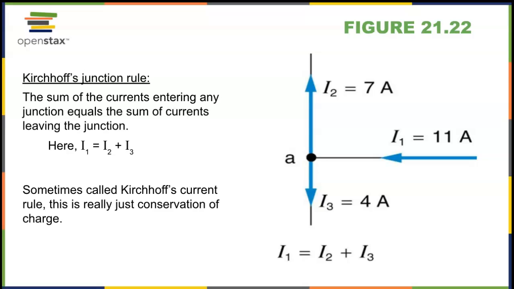It's just telling you that at this intersection, charge can't be created or destroyed. Every electron that goes in must come out. This becomes really useful when you know some of the current values in a circuit and you're trying to figure out the other current values in a circuit.